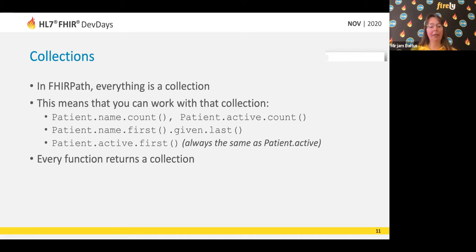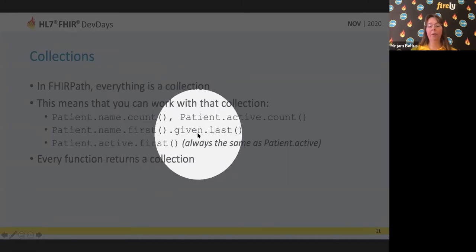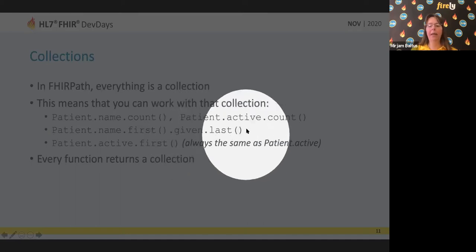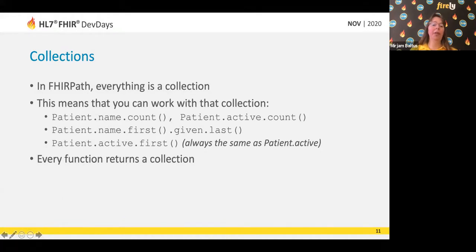And you can see that in my second example there, where I have the patient's name, and I take the first name of that, and then I move within that first name to the given, which again is a list of things in FHIR. So that will be a collection of given names as well. And then we can select the last one of those. If some field is a field that can only occur once, just like active, then of course the first one will always be the same object as when you would not put on that first method there. So every function returns a collection as well.